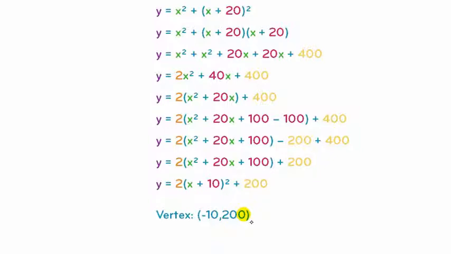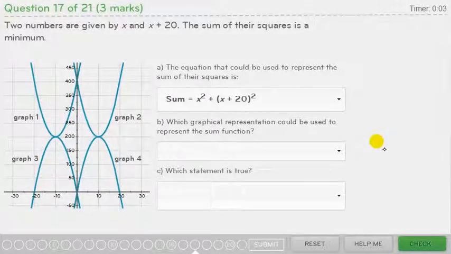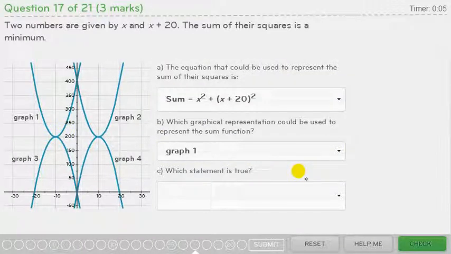In addition, we also know what the two numbers are. We have one number that would be negative 10, and we know that the other number is 20 more than that, so it must be positive 10. And then lastly, we know that this 200 right here tells us that we have a minimum value of 200. Now that we know that the vertex is at the ordered pair negative 10 and 200, we know that graph 1 is our solution.